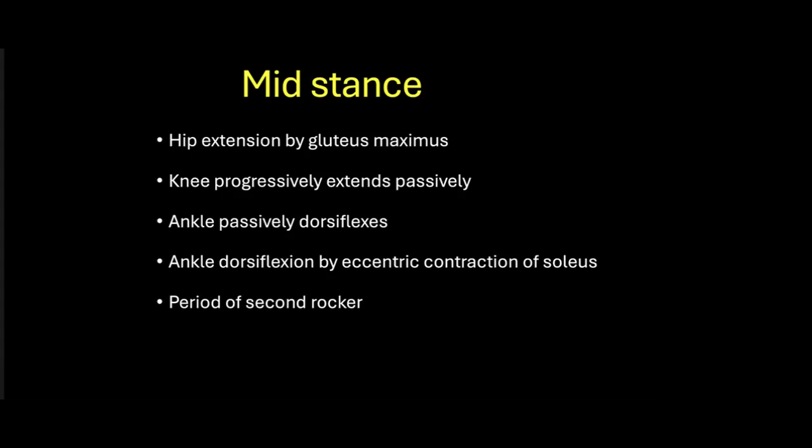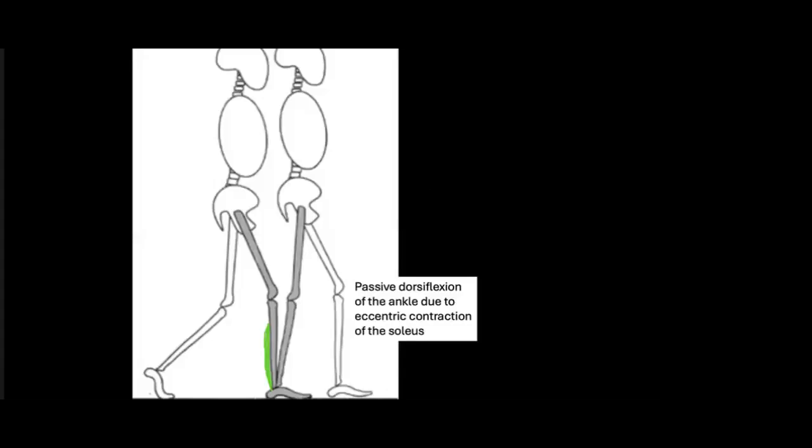Okay. We are done with the first and second rocker. So just to touch upon it, there is a passive dorsiflexion at the ankle. The tibia moves forward on the planted foot, which is being controlled by the eccentric contraction of the soleus, as shown in the figure here.